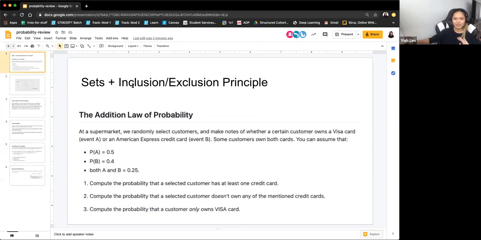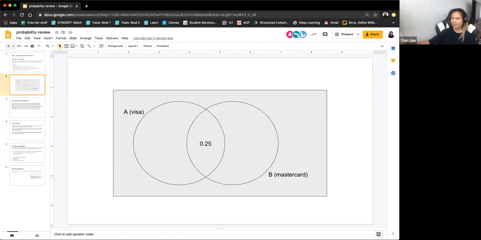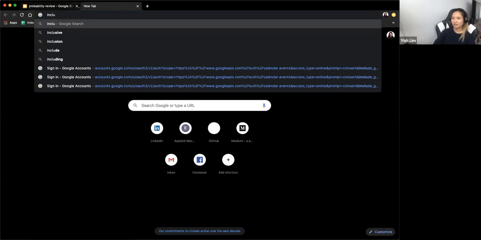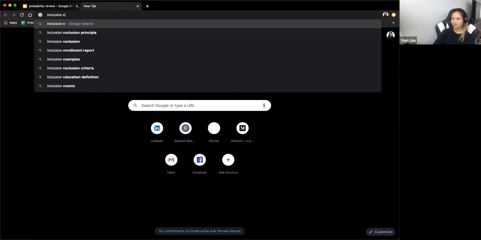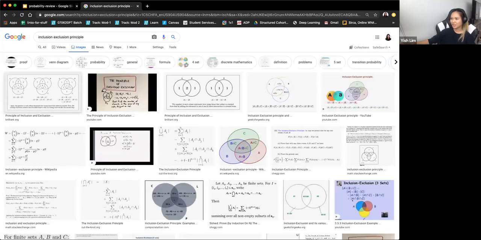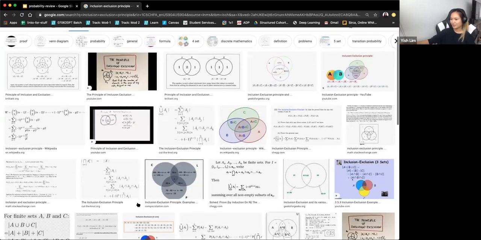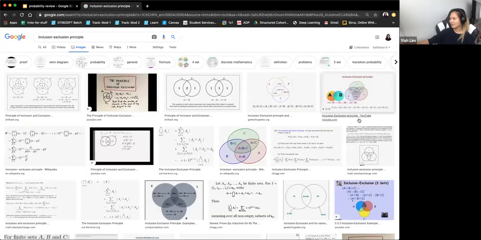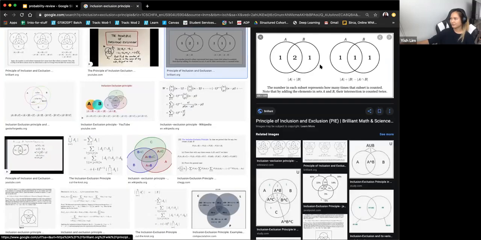So let's just get started with the first question I have here. It's a set question that is also an inclusion-exclusion principle question. And if we remember, the inclusion-exclusion principle basically is, actually, let me just Google it. Inclusion-exclusion principle. And there's a formula, hopefully there's an image here. The formula is, let me find a simple version. Here, let's start with this one.